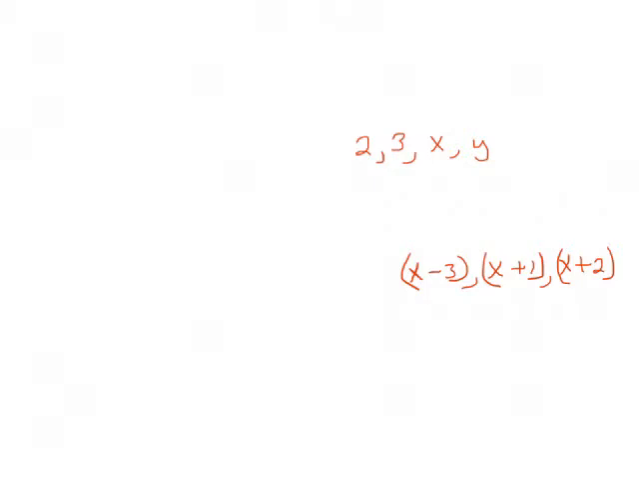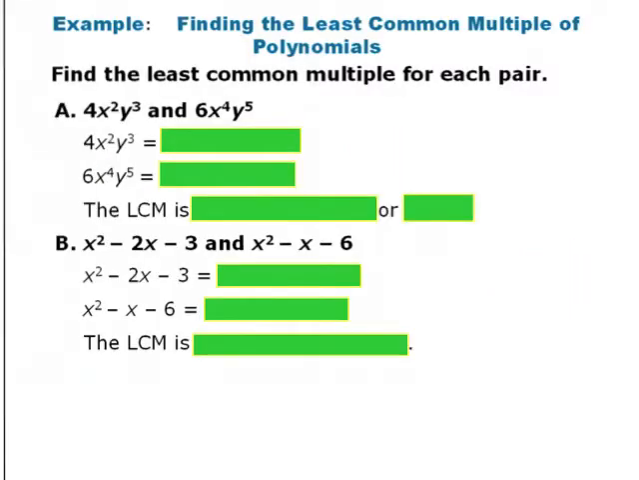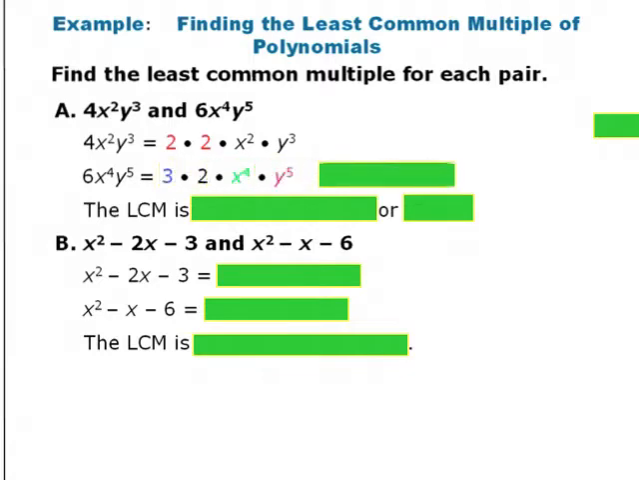On this slide, to find the least common multiple, you're going to factor each one of these. All I'm going to do in this case is break it up into different factors. So if I have here 4x squared y cubed, that's going to break into 2 times 2 times x squared times y cubed. If you want, instead of 2 times 2, you could just put 2 squared. For the second one here, we have a 6. Well, 6 factors down into 2 times 3. So we're going to have 2 times 3 times x to the 4th times y to the 5th.